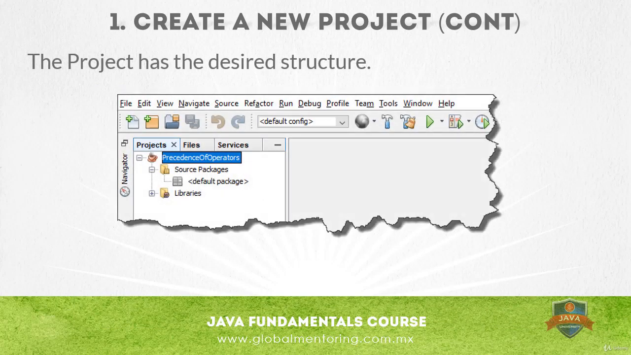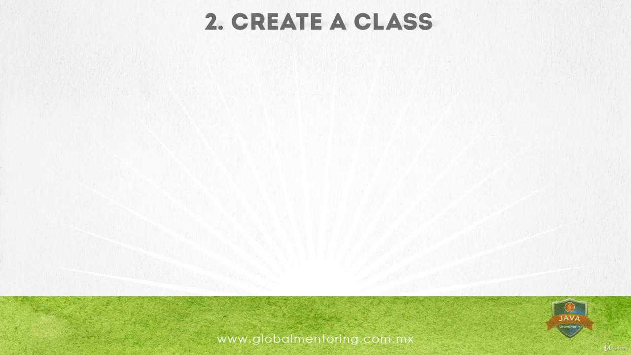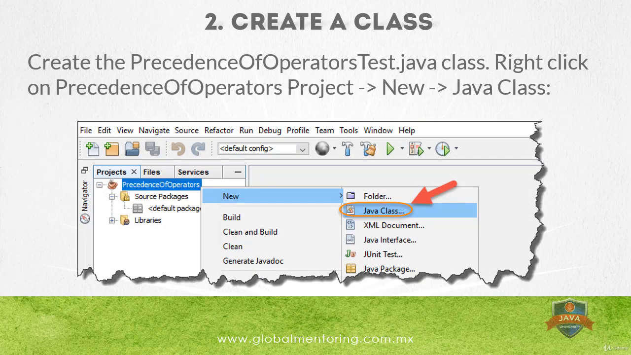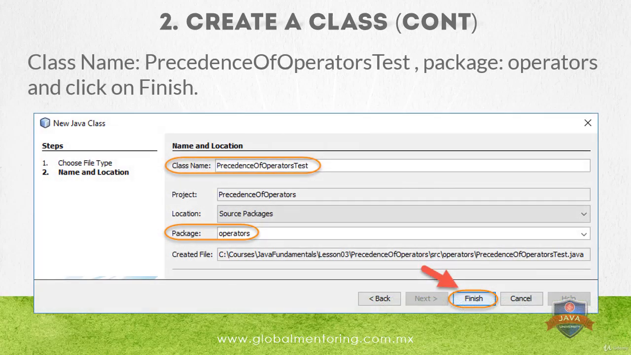So the project has the desired structure. As a next step, we create the PrecedenceOfOperatorsTest.java class. So we right-click on the project Precedence of Operators, we click on New, and after that click Java Class. The class name is PrecedenceOfOperatorsTest. Remember to use the lowercase and uppercase letters as shown in the class, as Java is sensitive to uppercase and lowercase letters. The package name is operators. We can see the full path of this class, and we click on Finish.